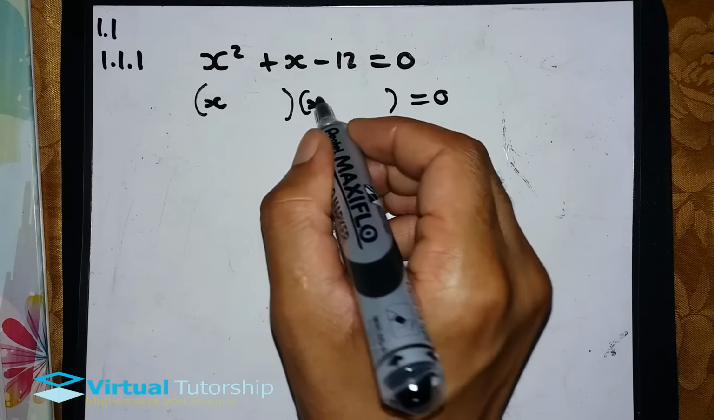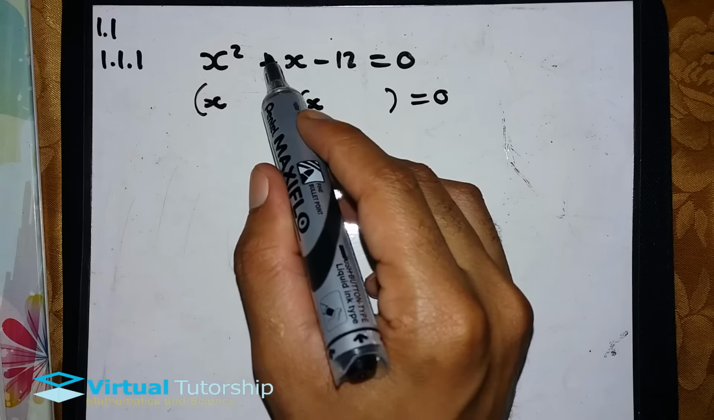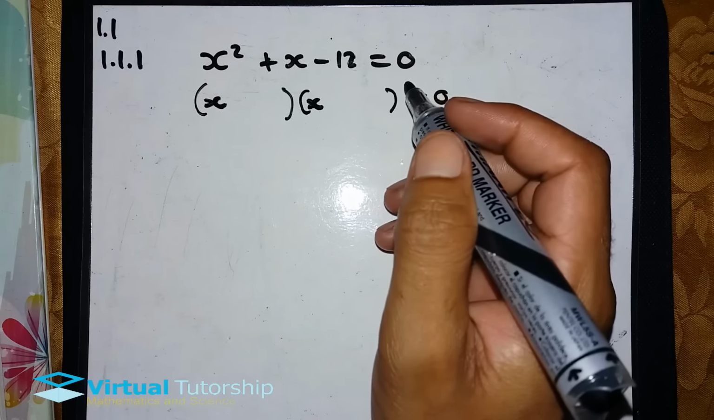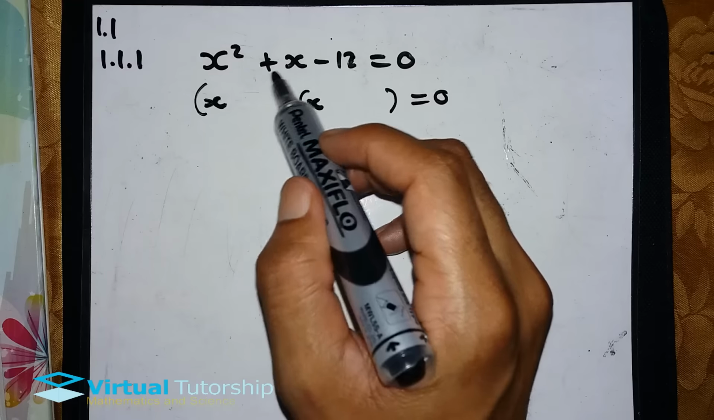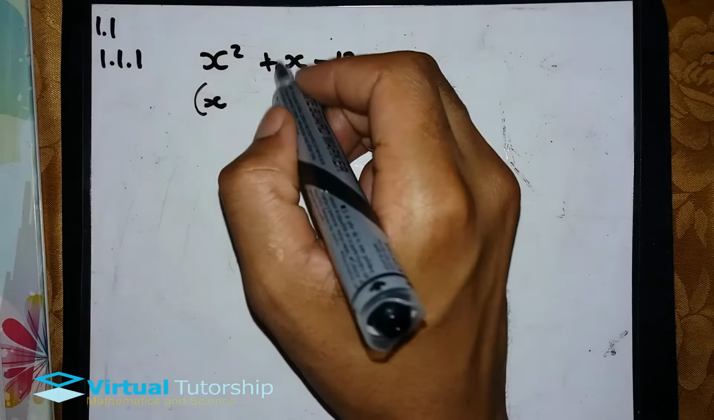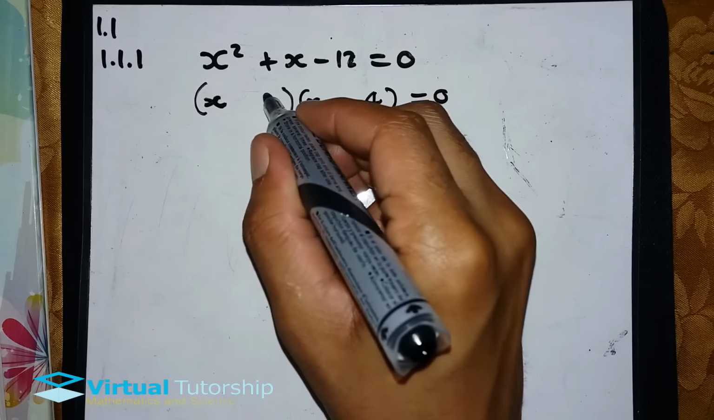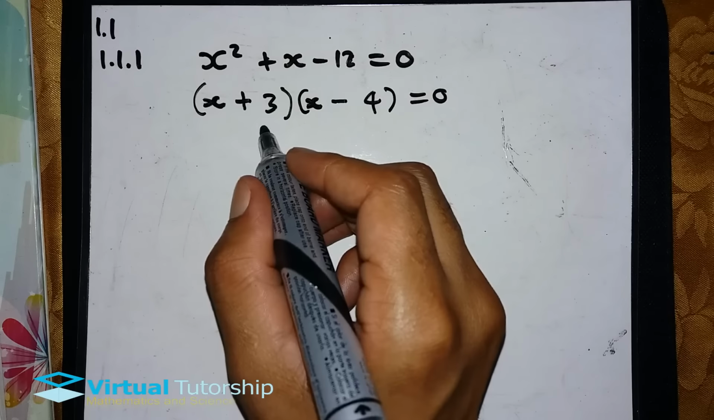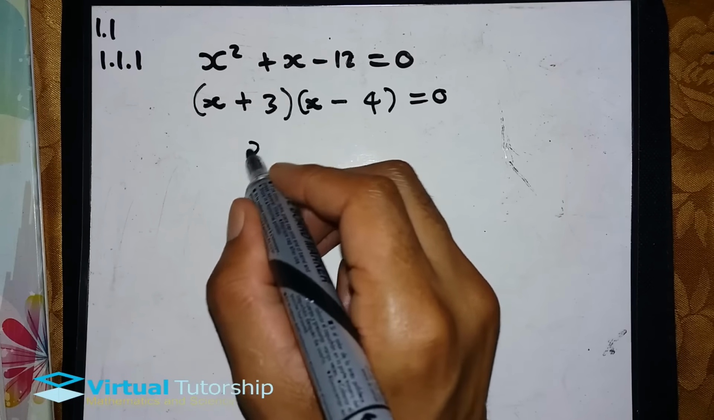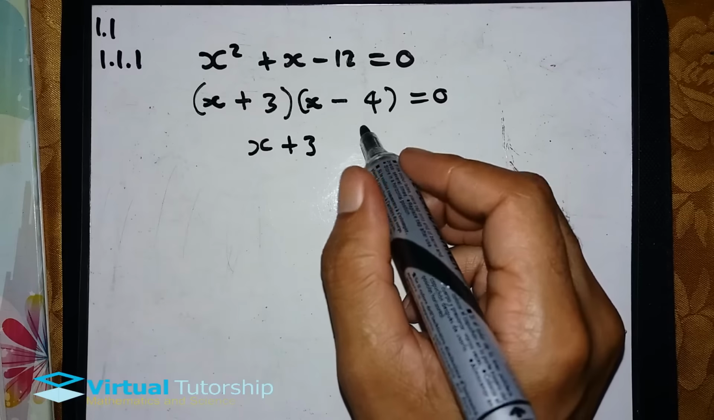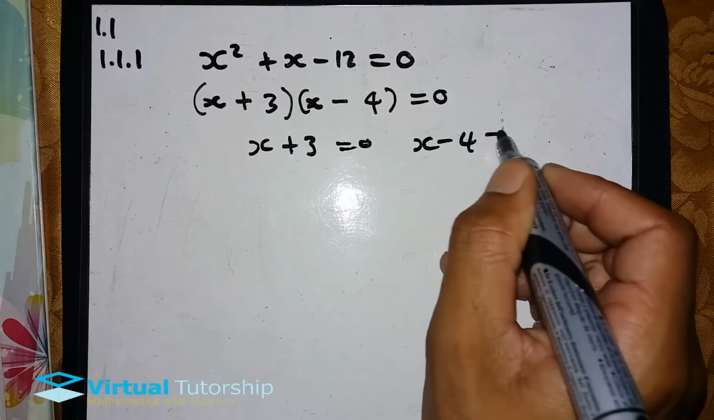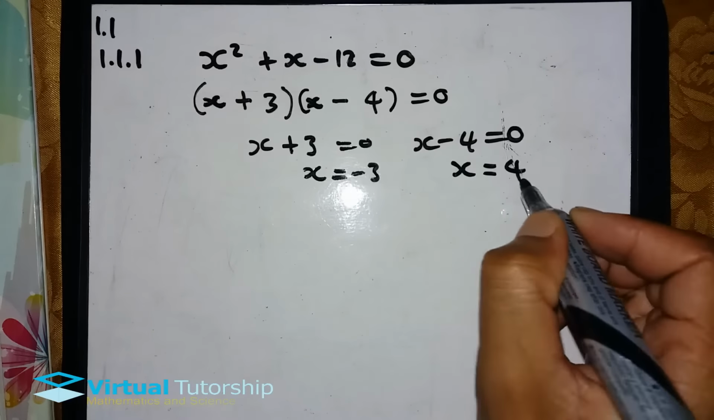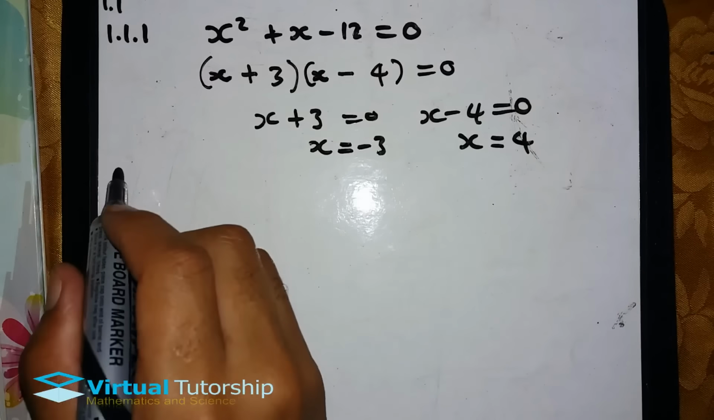Ama-factors ka-x squared kuzoba x no x, and then for the middle term and the last term ngifuna 2 yezinamba engizothi nangizimultiply zinginike minus 12. The same two numbers engizothi nangizi-adda zinginikeze a positive 1 la. So lezo zinamba u-4 no 3. The 4 uzoba u-negative, lo 3 abe u-positive. So nangi-apply zero factor law la ngithola ukuthi it's x plus 3 equal to 0, x minus 4 equal to 0. So x wokuqala is equal to negative 3, x was 2 is 4. So our solutions waka 1.1.1.